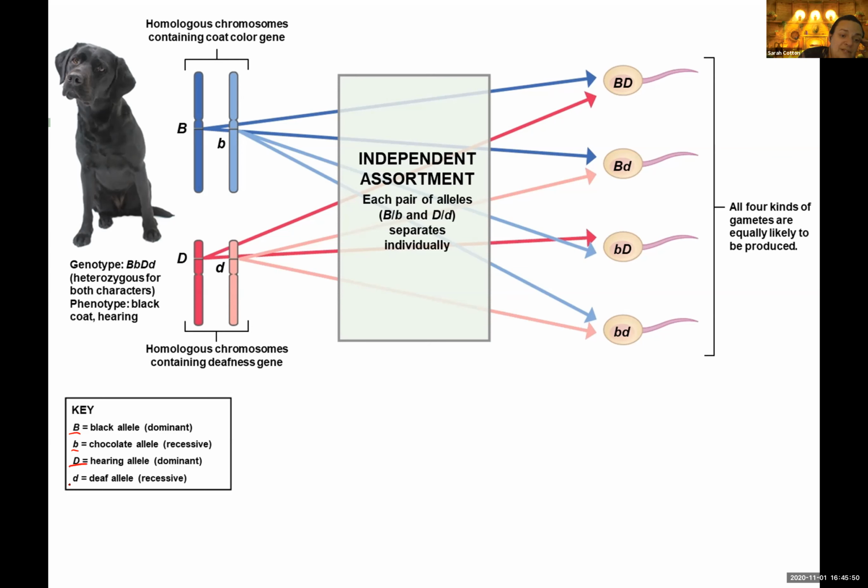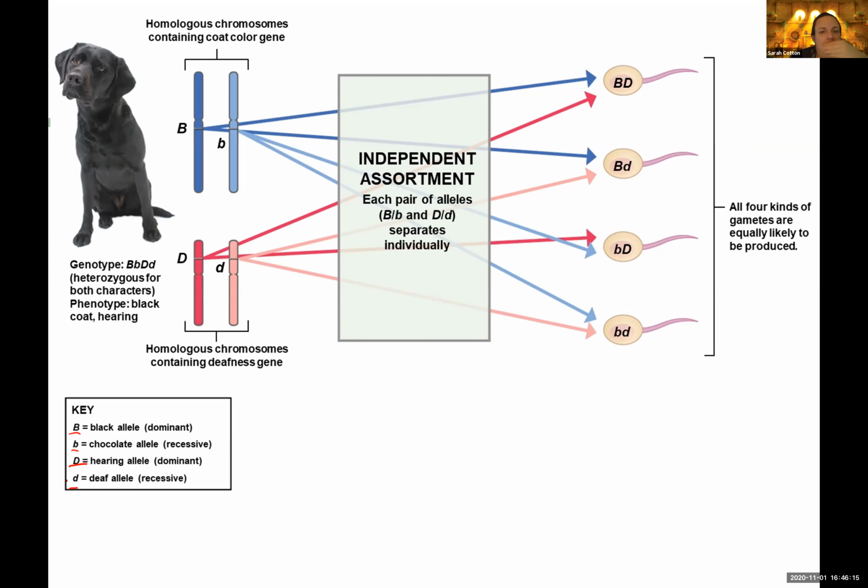It irritates me that they're using D for hearing, big D for hearing, and little d for deaf. Shouldn't they have used H? Because remember, normally we use the capital letter for the dominant allele. In this case, hearing is dominant and deafness is recessive, so it's going against convention. Whatever. That irritates me. I'll survive.